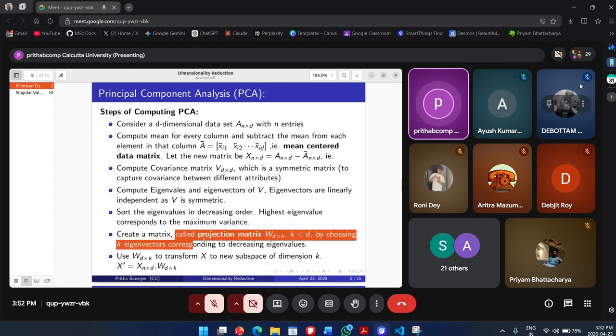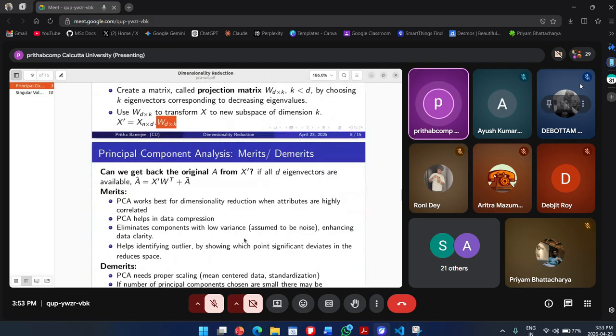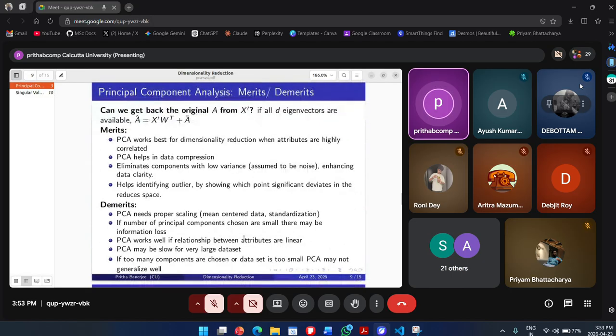So this projection matrix will help you compute the transformed points into the new space with dimension K, using this formulation: X, the original matrix, dot product multiplied with this projection matrix, which is nothing but the K eigenvectors, ordered in decreasing eigenvalues. Okay, so to sum up, what are the merits and demerits you can think of about this principal component matrix?